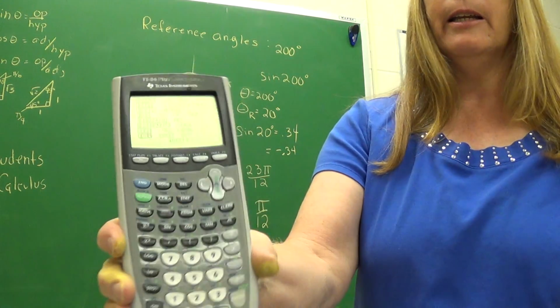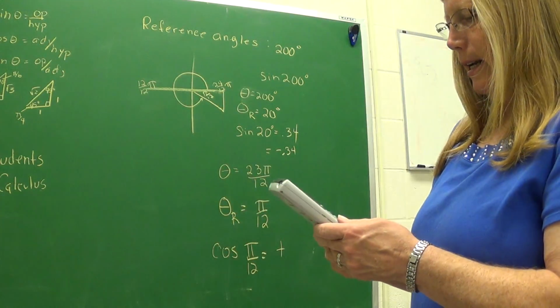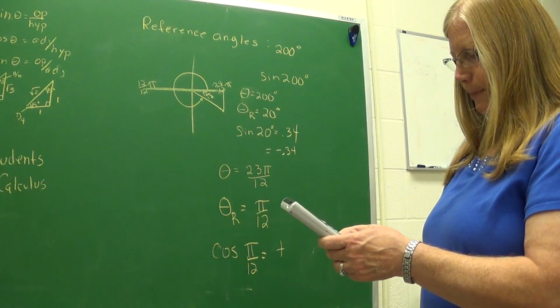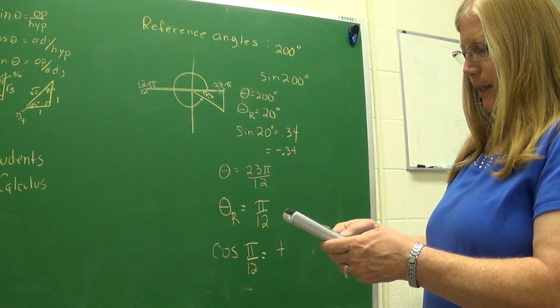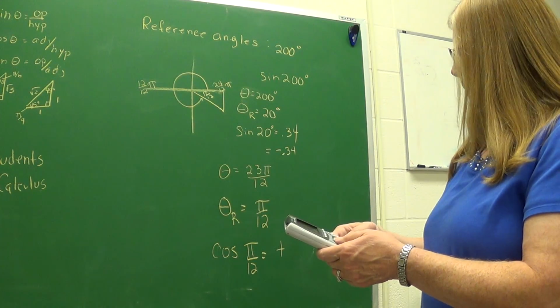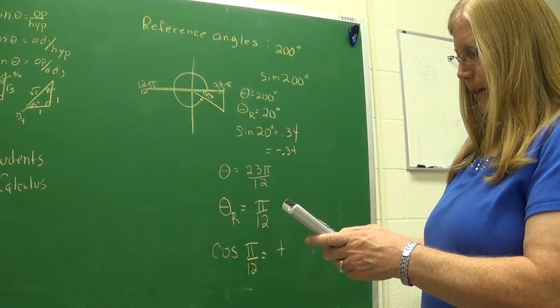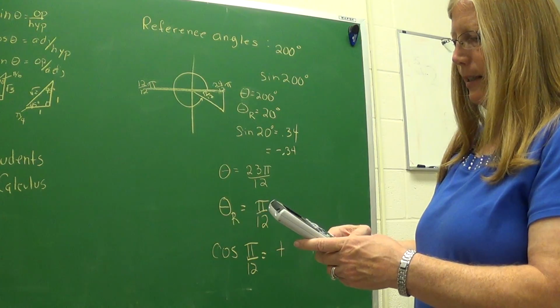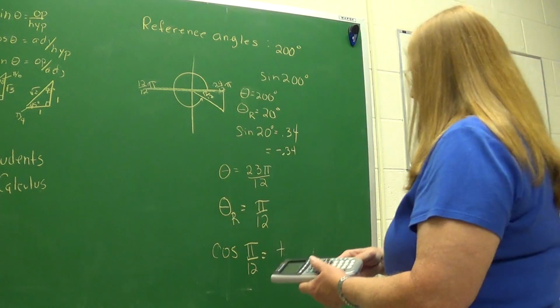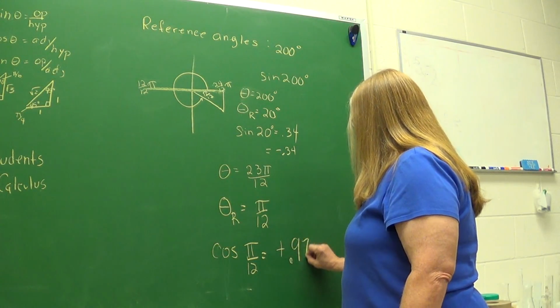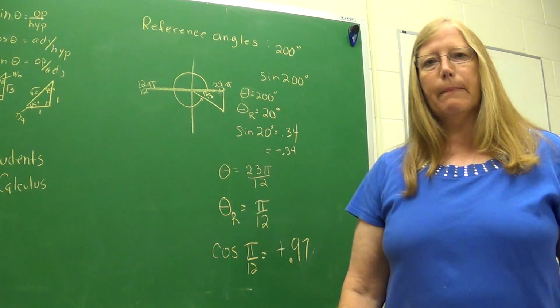Make sure I'm in Radian Measure, and then I clear that and I hit cosine in parentheses pi, it's above the arrow up, divided by 12, close the parentheses, and I got 0.97 basically. 0.97, and I know it's positive because I already investigated that.